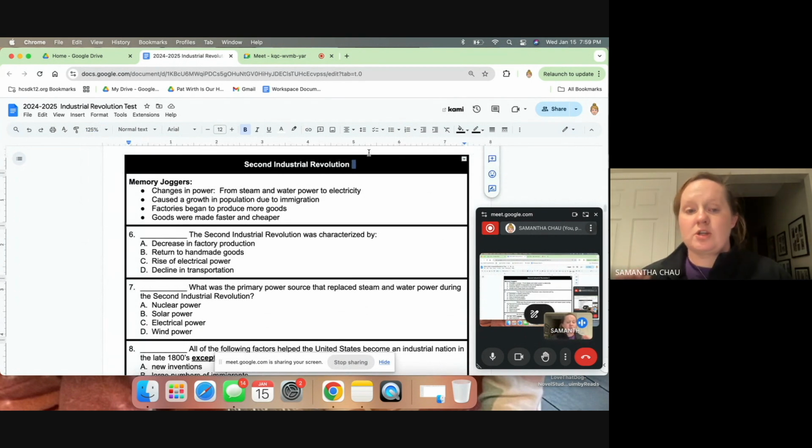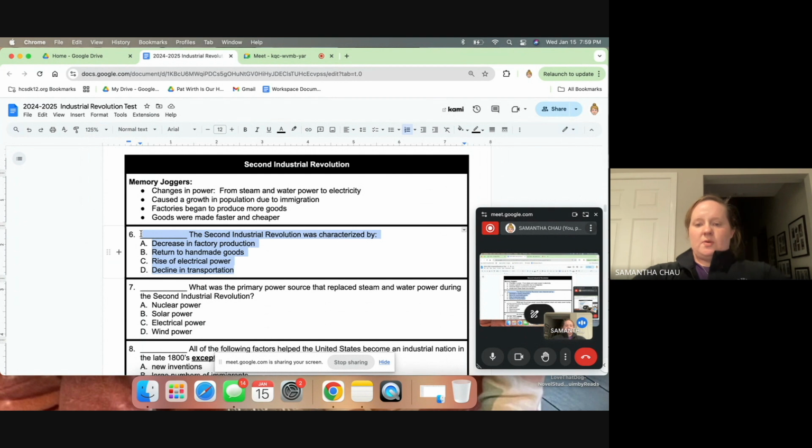Second Industrial Revolution. Memory joggers: changes in power from steam and water power to electricity caused a growth in population due to immigration. Factories began to produce more goods. Goods were made faster and cheaper. Number 6.